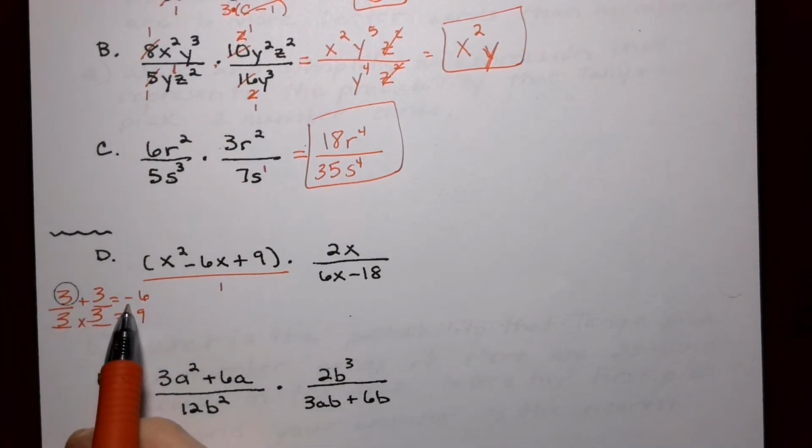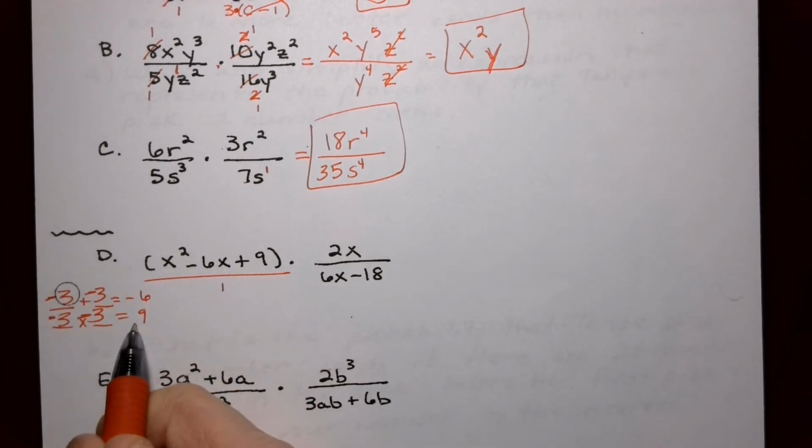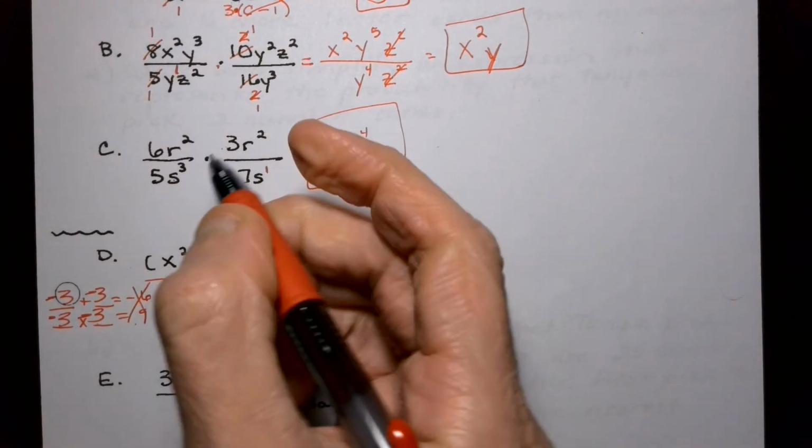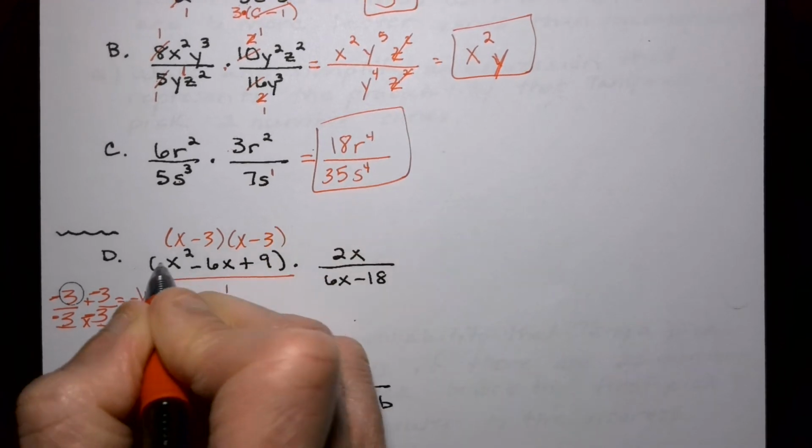Oh, but I need negatives here. It's okay. Negative, negative, negative, negative. It still works here because a negative times a negative is a positive. So we are going to do x minus 3 times x minus 3. I'm just going to write it above it.